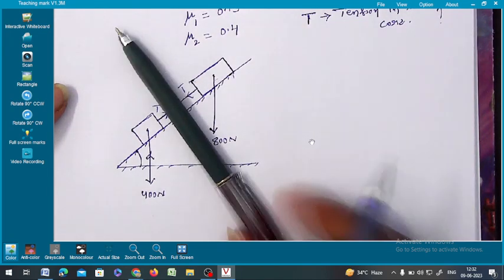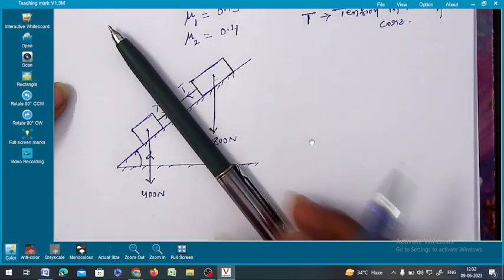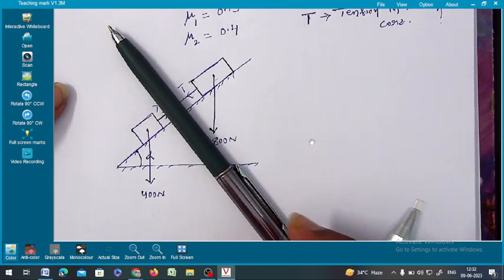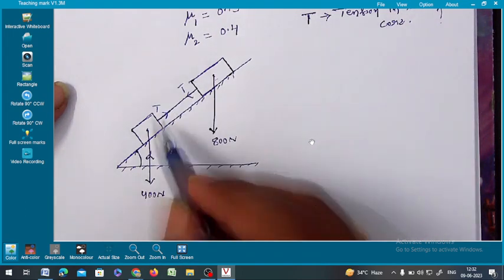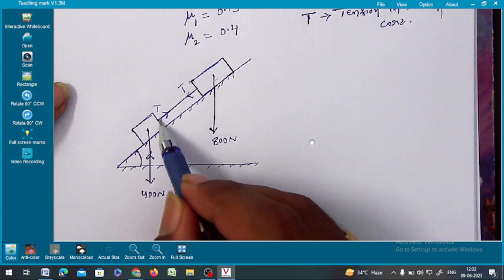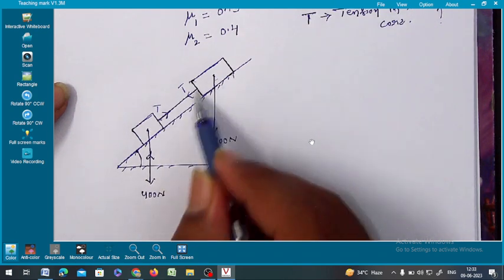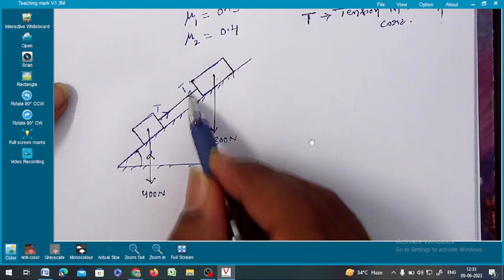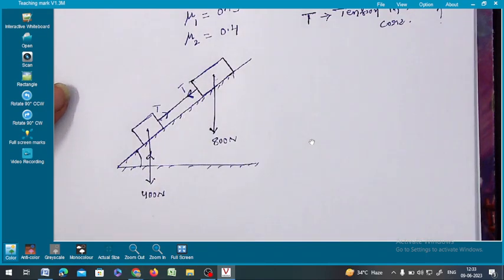Imagine these two bodies, this cord I have cut into two pieces. Now is it clear? So don't confuse that, sir. For this body, this cord is having a tensile force, and for this body, this cord will have a tensile force. Tensile force means pull force. Any doubts here?